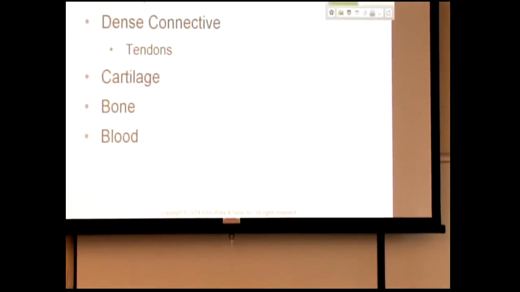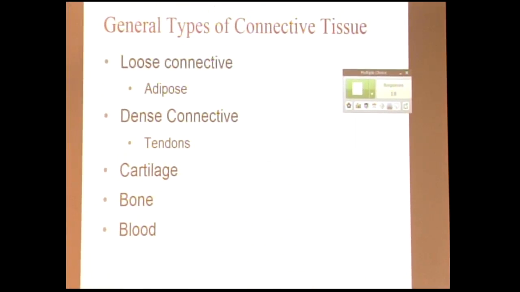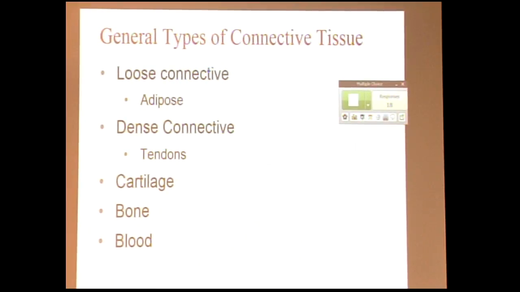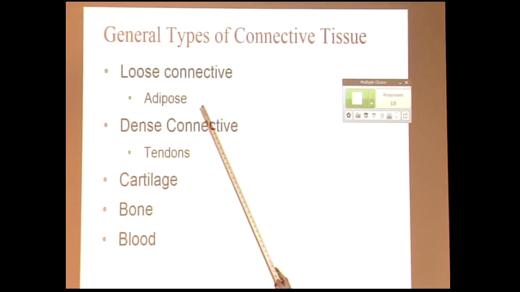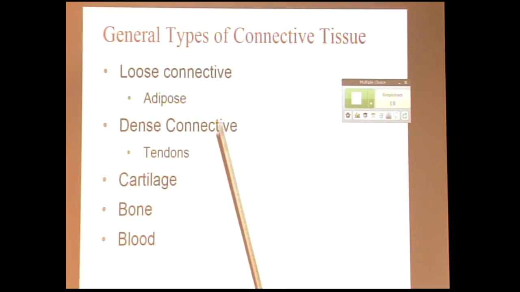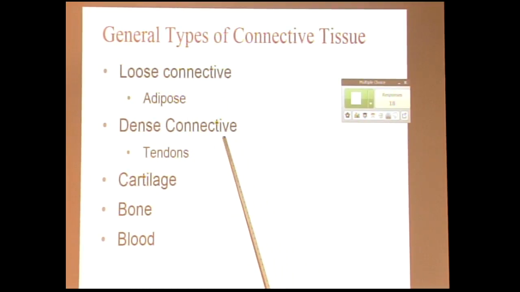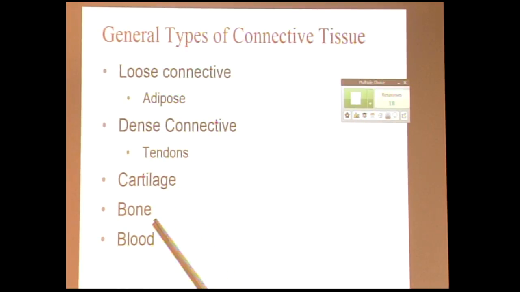So there's definitely more connective tissues, but since we're shortened, I just had to pick out a few to focus on. So the loose that I picked out for us to learn about is adipose tissue. There's also dense connective, which basically makes up your tendons. We're going to talk about some cartilage.